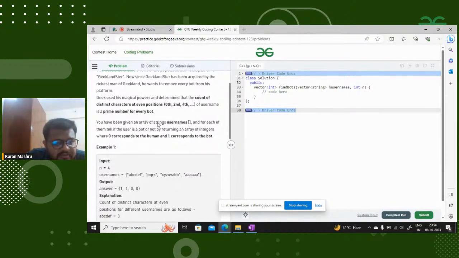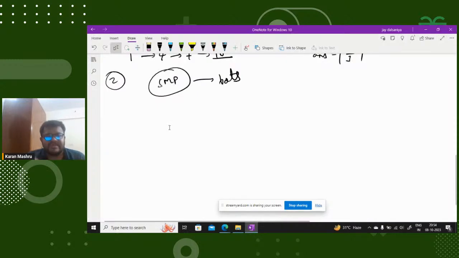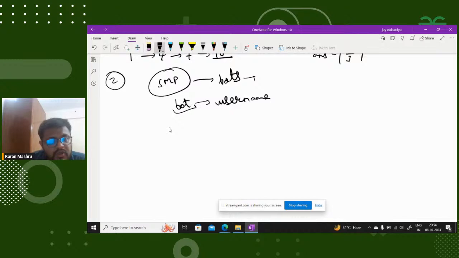Geek used his magical powers and determined that the count of the distinct characters at even positions of the username is a prime number for every bot. So basically what they are trying to say is, every account has a username associated with it, but for the accounts which are bots, there is a pattern. In their username, if we count the number of distinct characters at even positions, that is 0th, 2nd, 4th, 6th, and so on, and that number is a prime number, then this is a bot account.